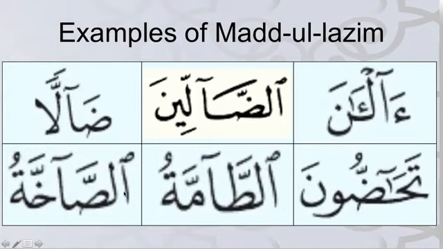And the final example is: hamza, fatha, sad, fatha, alif mad, kha shadda, as-sakhkha. Ta dhamma, as-sakhkhatu. 6 counts. Each of these is 6 counts.